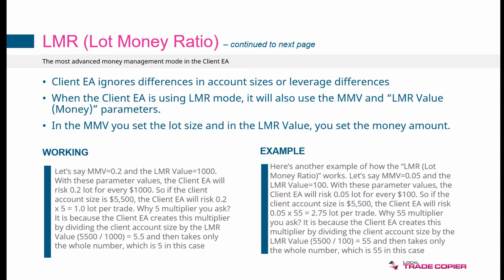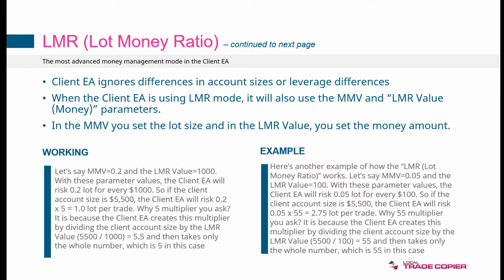And why by 5, you ask? It is because the client EA will create this multiplier by dividing the client account size by the LMR value and then take only the whole number part, which is 5 in this case. So 5,500 divided by 1,000 is 5.5, but it will take only the whole number part, which is 5. Here's another example.